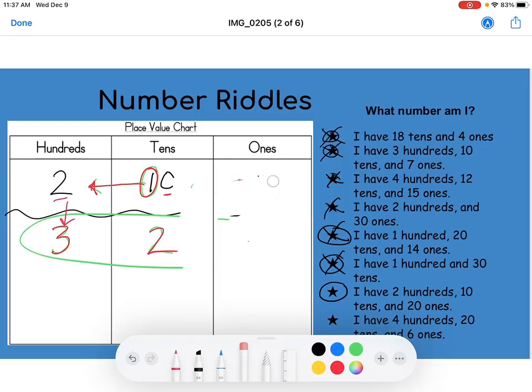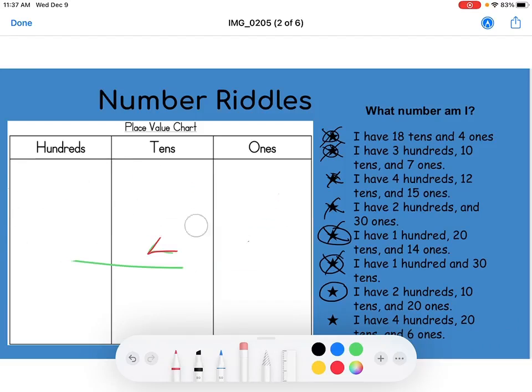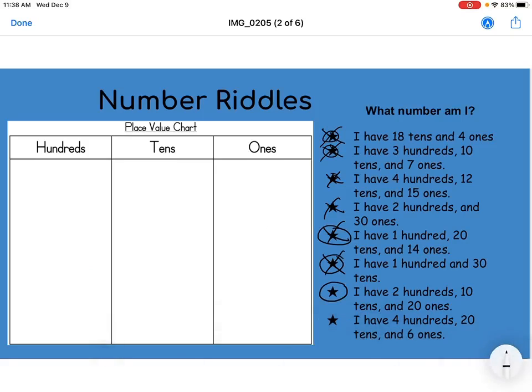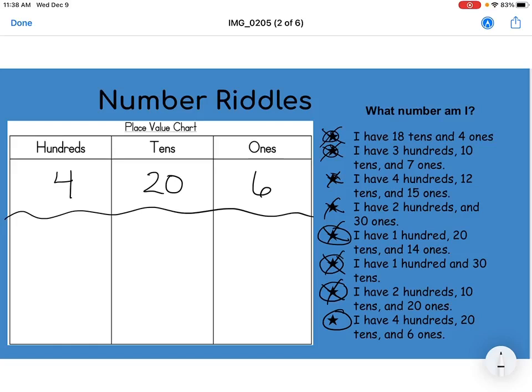All right, go ahead and make yourself a new place value chart. And let's see what our next riddle says. We finished that one, and here we are on our last riddle. I have 4 hundreds, 20 tens, and 6 ones. All right, looks like we have some regrouping. Go ahead and pause the video, do your regrouping, and come back to see what our answers are.